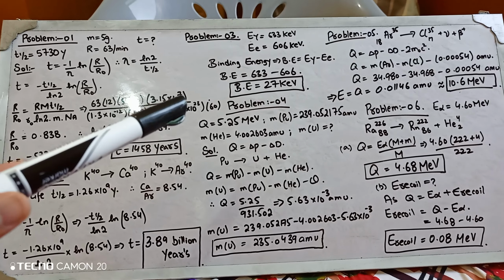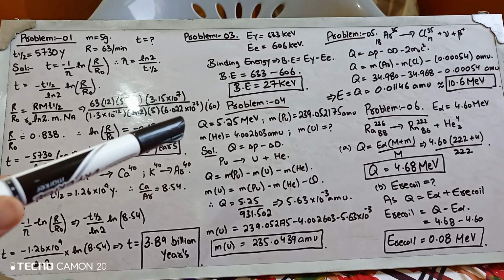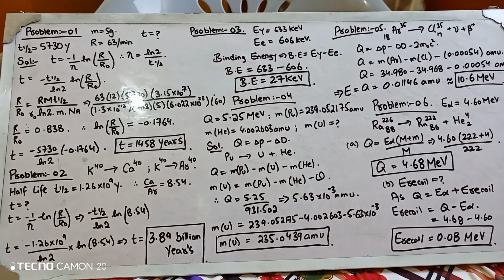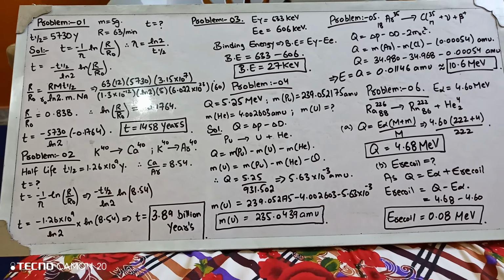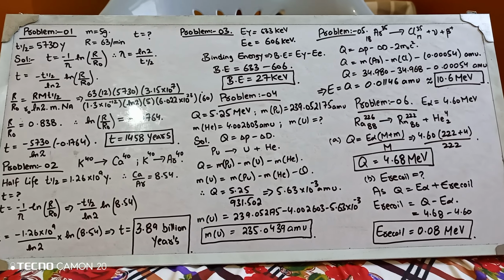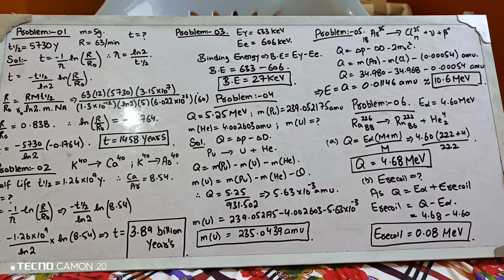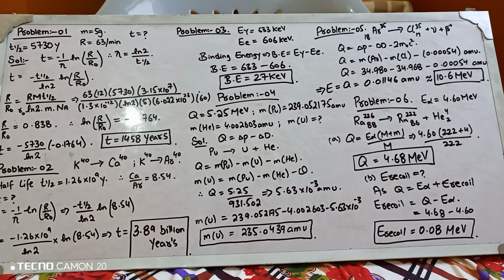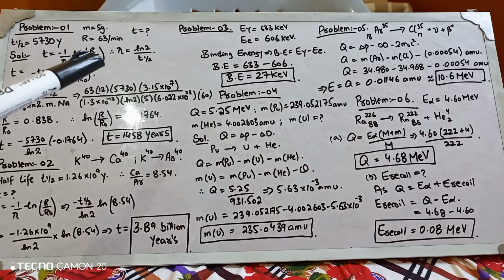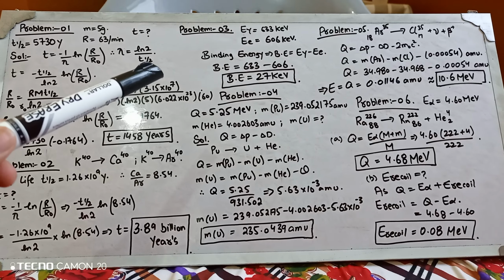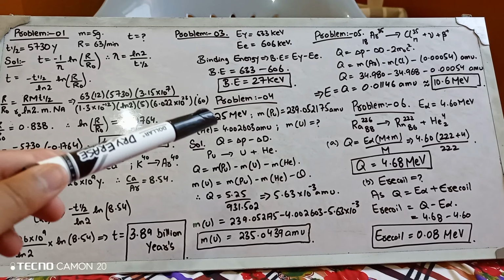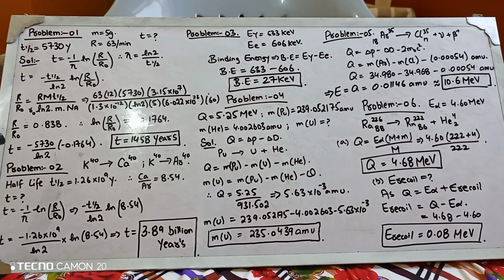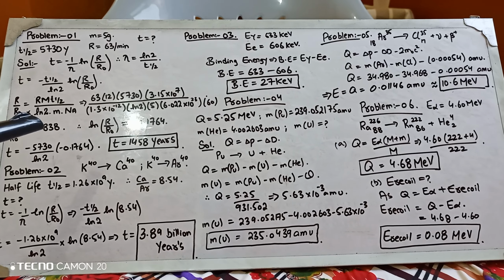Because the half-life is in years, you have to convert it into seconds to cancel out the units, because R by R naught is a unitless quantity. Both have the same units, so they cancel each other and you get no unit. The numerator has 1 year, and 1 year has 3.15 into 10 raised to 7 seconds, divided by 1 minute, which has 60 seconds. After multiplying, you get the value of R by R naught, which is equal to 0.83.